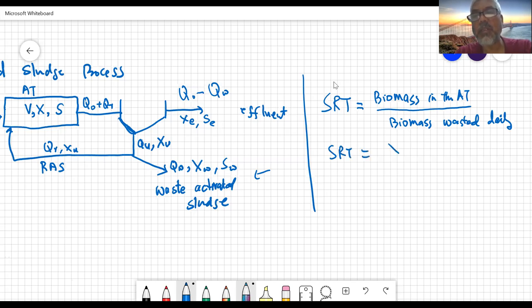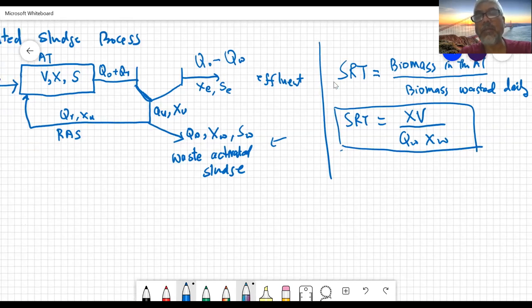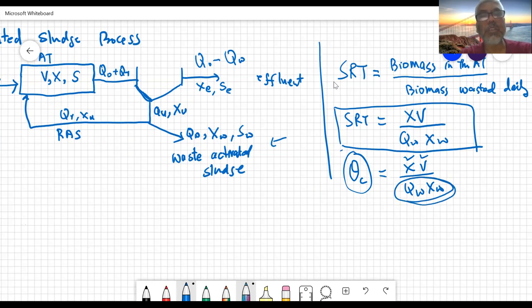If I write it mathematically, the biomass in the aeration tank will be the concentration multiplied by the volume, and the biomass we are wasting daily is the flow multiplied by concentration. So for solid retention time, by convention we write theta C. So theta C is XV over QWXW. By choosing theta C, if we know the concentration of biomass in the aeration tank and the volume of the aeration tank, we can find out how much we have to waste every day. So by wasting sludge every day, we can control the solid retention time, or the time biomass stays in the system. I introduced this in the last class.